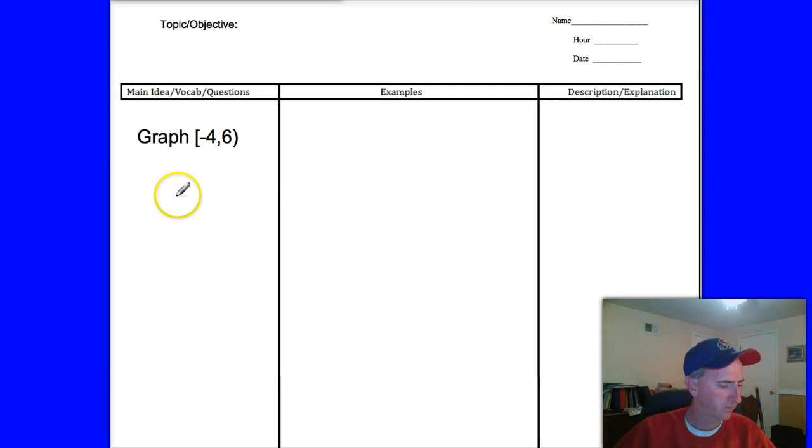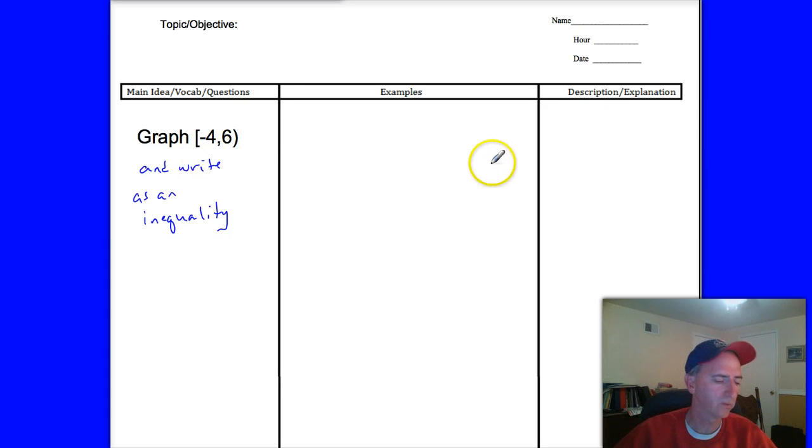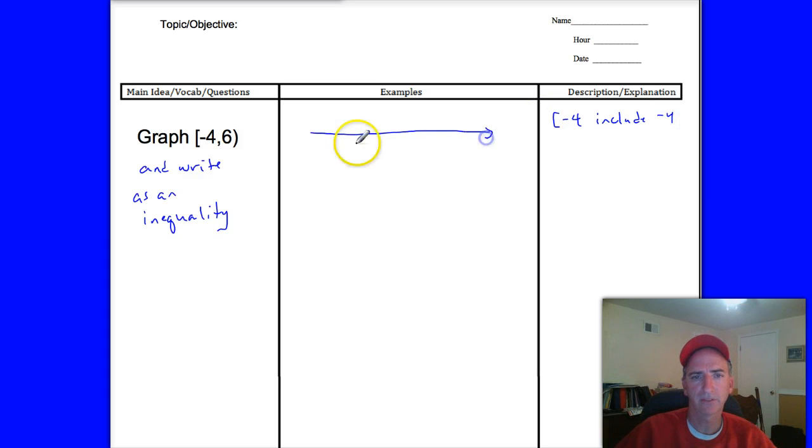Next page, it just says this: graph, and I'm going to add to this, graph and write as an inequality. And notice what they've done. They've given you just the interval notation, and they're asking you to create the graph and the inequality. Well, first of all, this means to include -4. I think it's easiest to do the graph first. So that means at -4, you have a solid circle. Okay, so you include that.